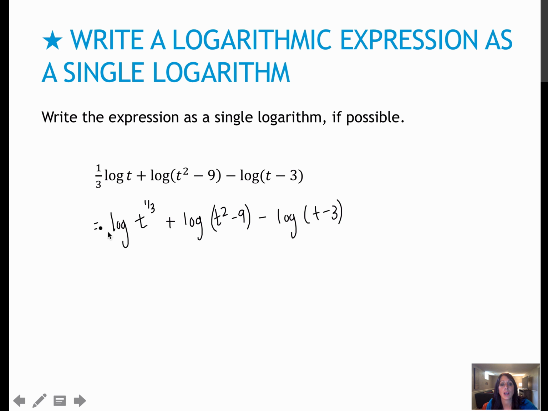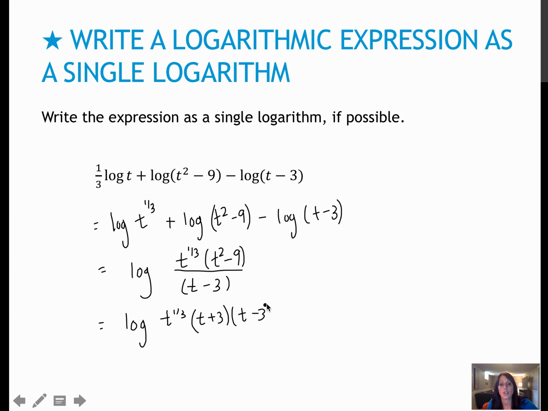Now that I've done that, I can go ahead and write this as a single log, but I will have to do more simplification. So I have log base 10. This is positive, which means it goes on the top. So on the top, I have t to the 1/3. Also on the top, because it's plus, I have t squared minus 9. And on the bottom, I have t minus 3 because of the minus. Now, it appears that t squared minus 9 can be factored into t plus 3, t minus 3. That's just normal quadratic factoring. Of course, we have a t minus 3 on top and on bottom that will cancel.